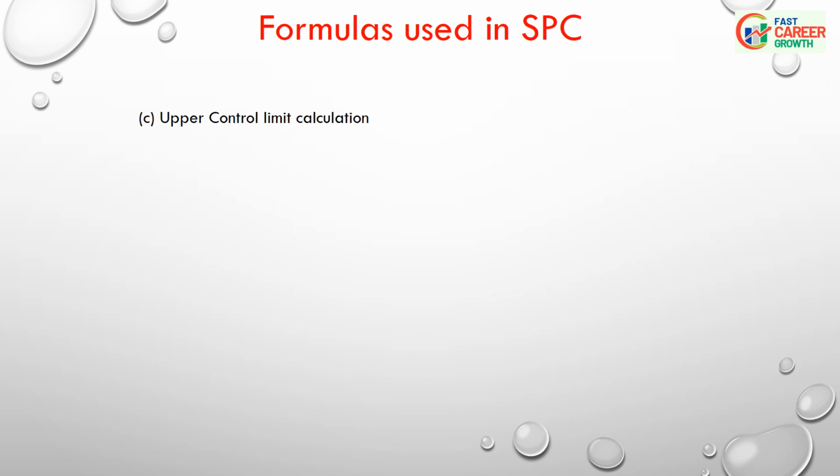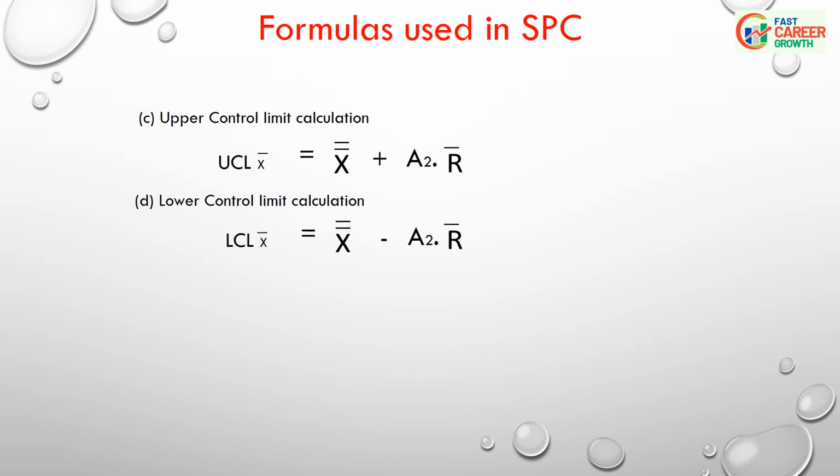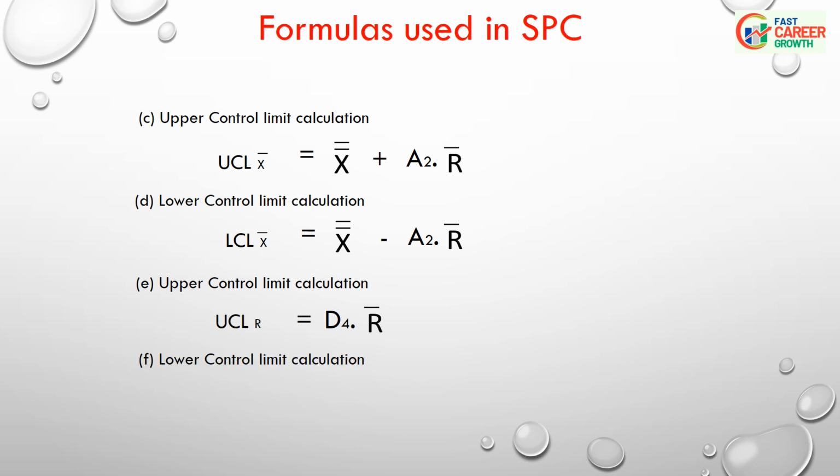Next formula is upper control limit calculation. Upper control limit UCL X bar is equal to X double bar plus A2 R bar. Next formula is lower control limit calculation. Lower control limit LCL X bar is equal to X double bar minus A2 R bar. Next formula is upper control limit calculation for range. Upper control limit UCL for range is equal to D4 R bar.